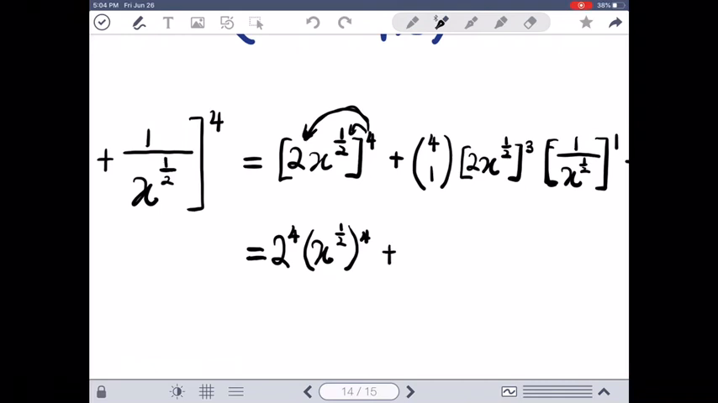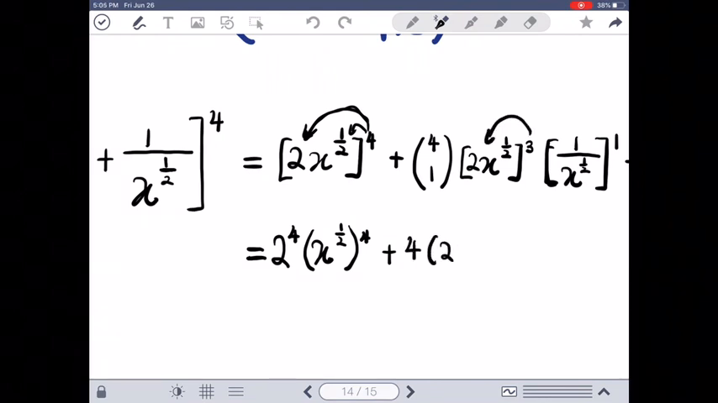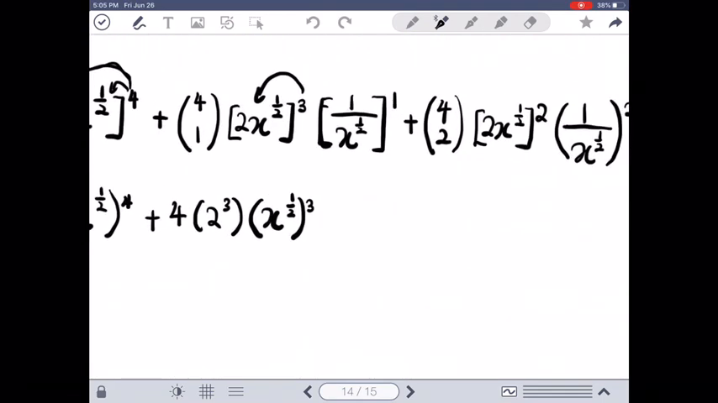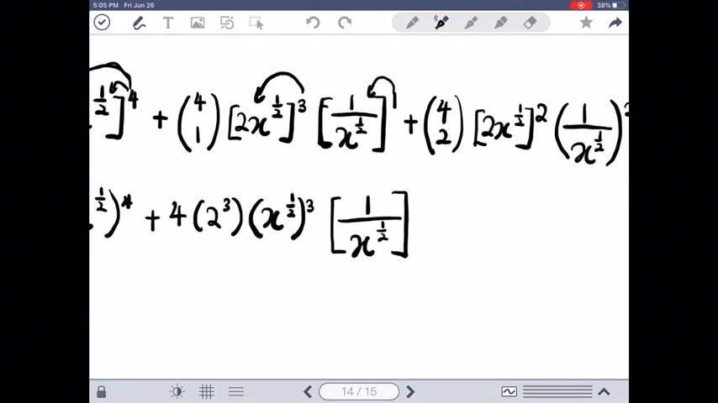Plus, 4C1 is 4. 4 times 2 to the power of 3, x to the power of 1 over 2 to the power of 3, times 1 over x to the power of 1 over 2. Because 1 to the power of anything, you get 1. So easily we can see that it becomes 1 over x to the power of 1 over 2.